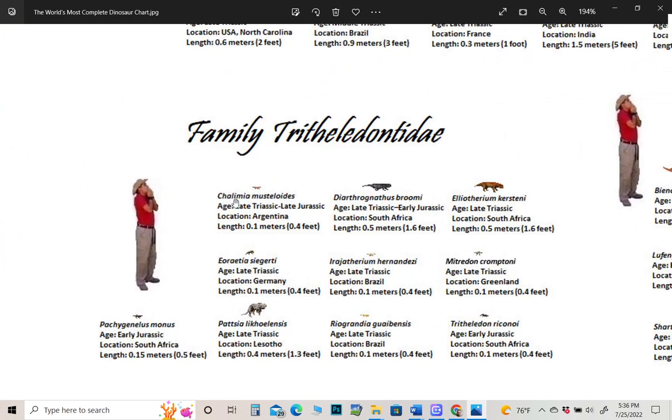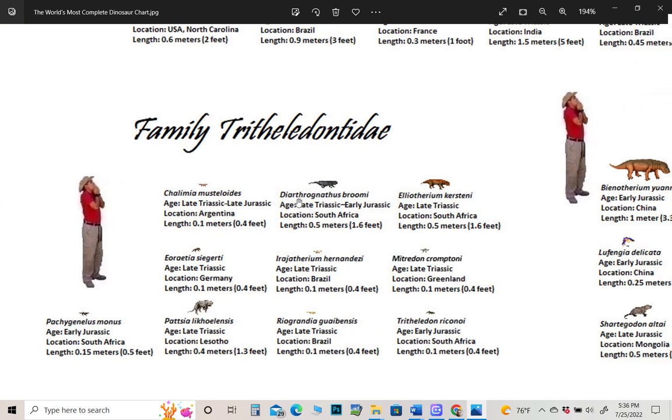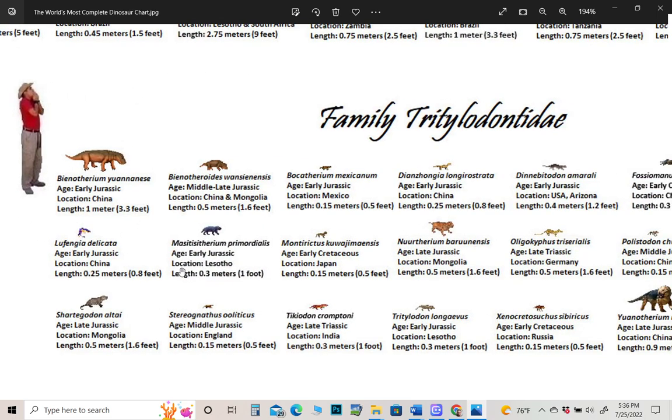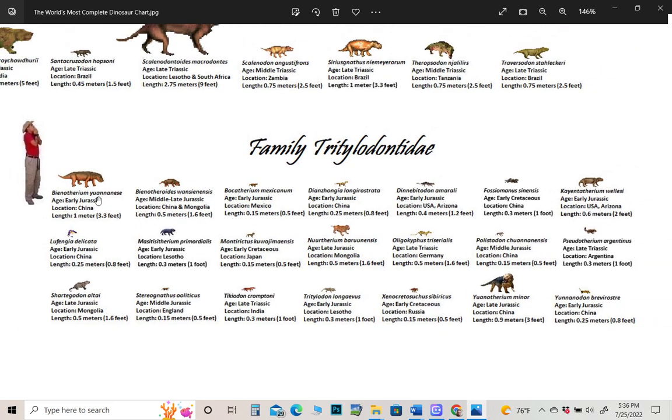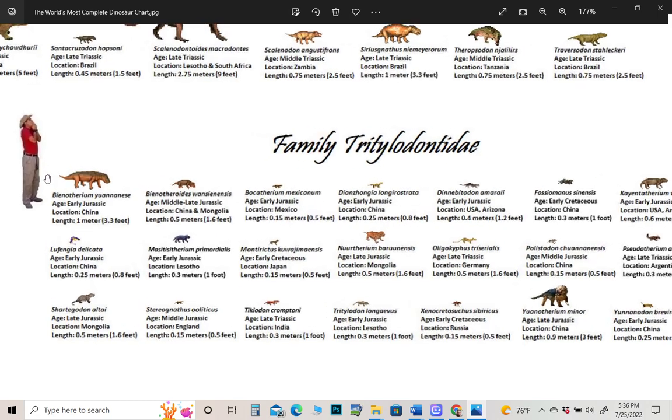The Trithelodonts: Calimia, Diarthrognathus, Iliatotherium, Eoratia, Eragotherium, Mitridon, Pachygonellus, Patsia, Riograndia, Trithelodon, and the Tritylodonts, these are the most mammal-like of the cynodonts. Now, I don't know which one is the most mammal-like in particular, but this family is right outside of the mammaliomorph or mammaliform group that includes Megazastrodon, which I consider the first mammal proper.